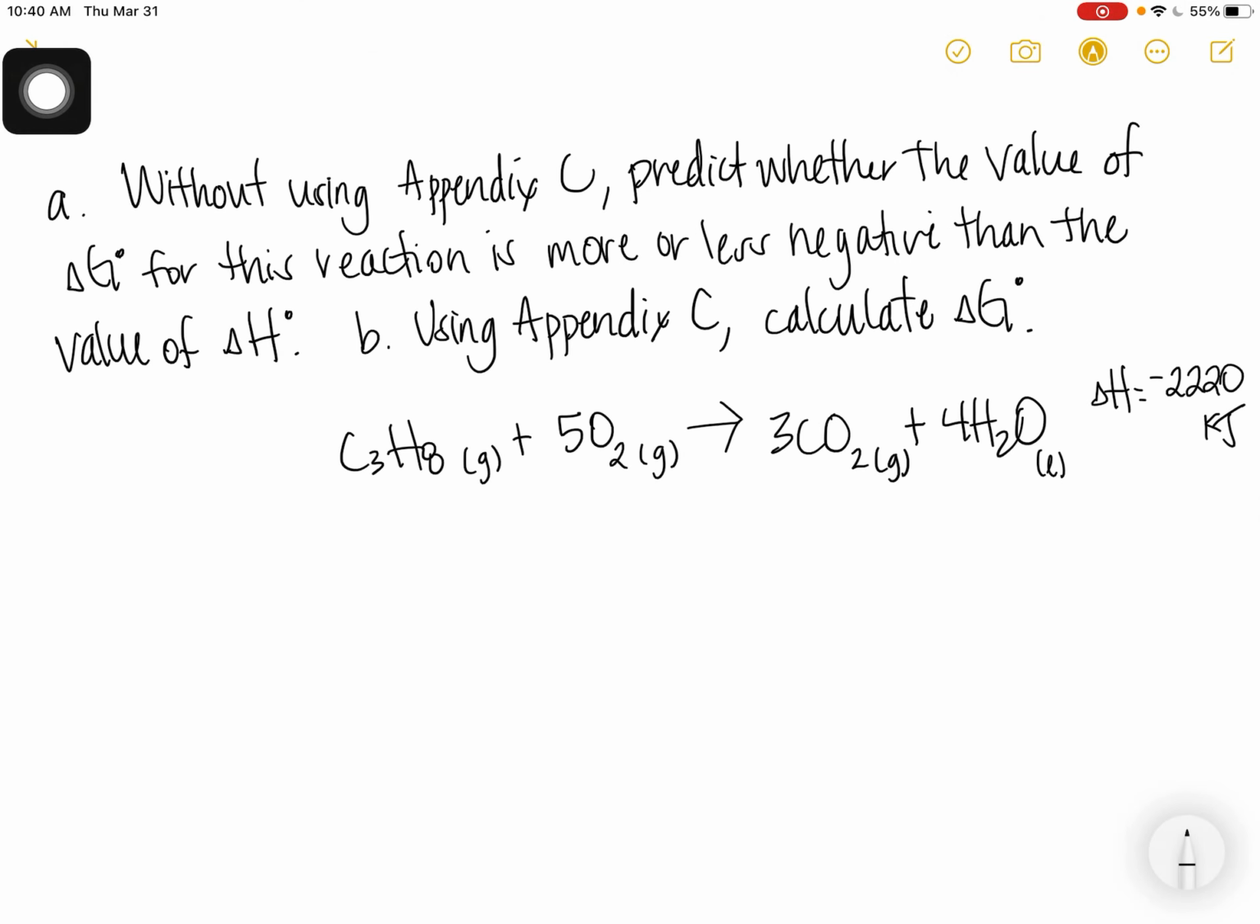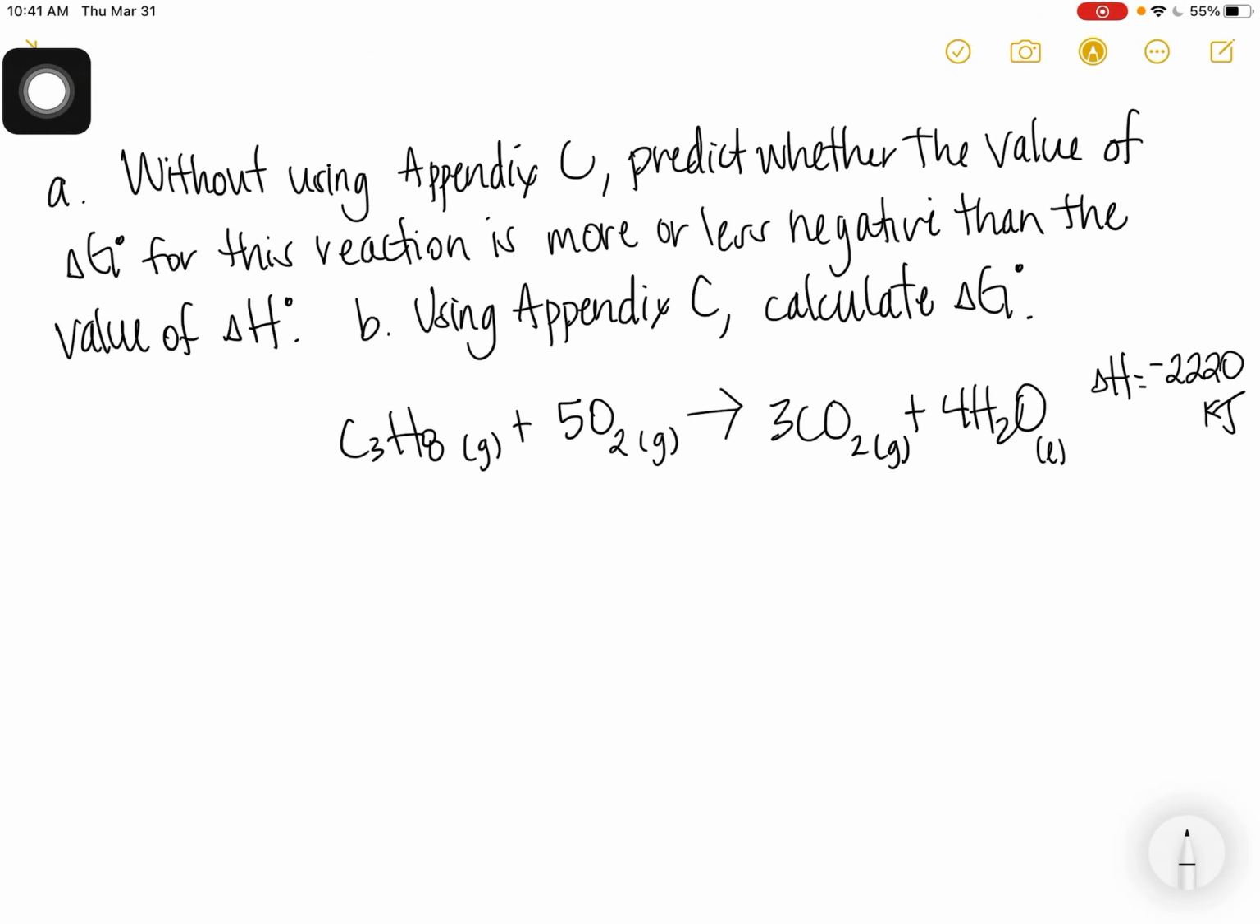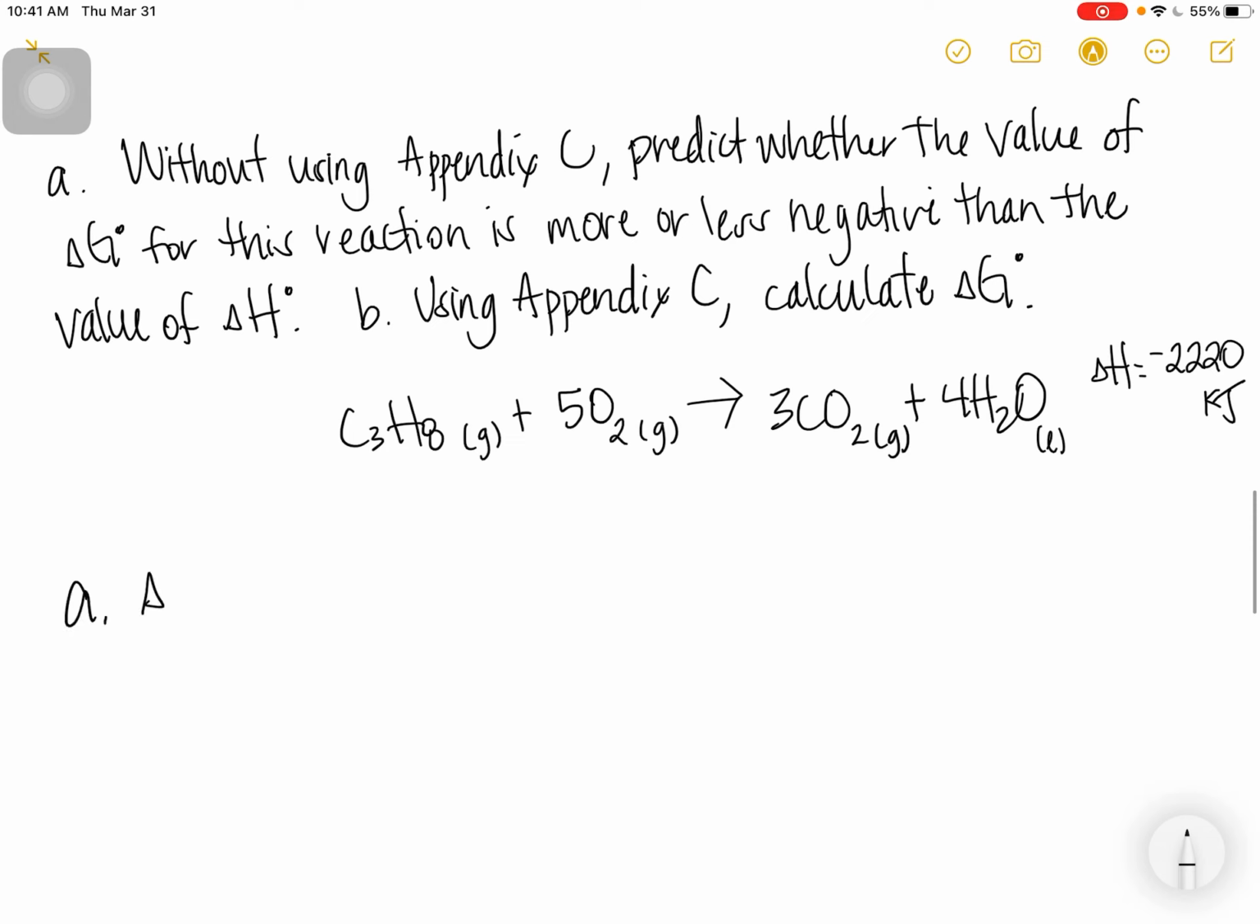Okay, so one more problem before we get into talking about how the 3 quantities are related. This says, without using Appendix C, predict whether the value of delta G for this reaction is more or less negative than the value of delta H. And then using Appendix C, calculate delta G. This one's a little bit of an interesting question, and it'll be the first time that we have played this game with talking about signs.